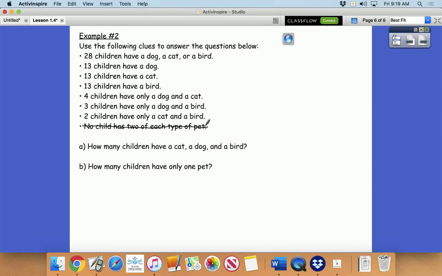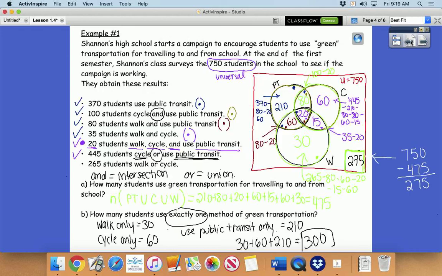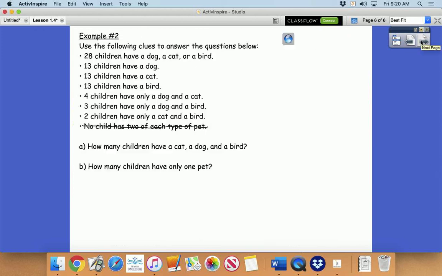But what we're missing here is the first question. It says, how many children have a cat, a dog, and a bird? If you guys remember our previous question that we did, in order to solve it, we started from the middle with 20. In this case, we don't have that. We don't have what the middle should add up to.